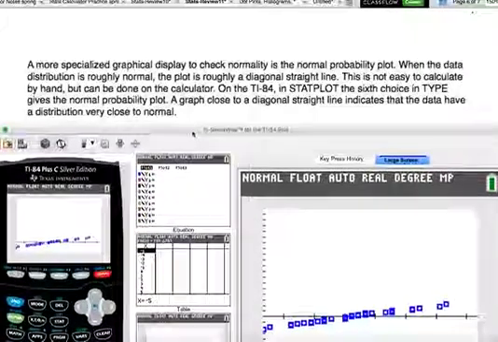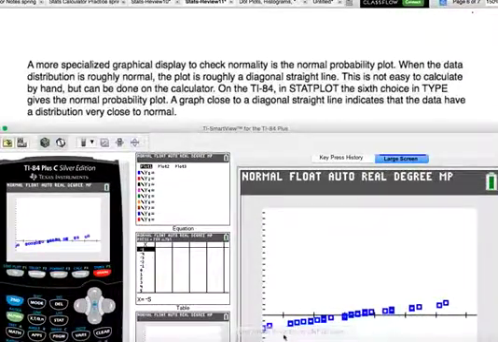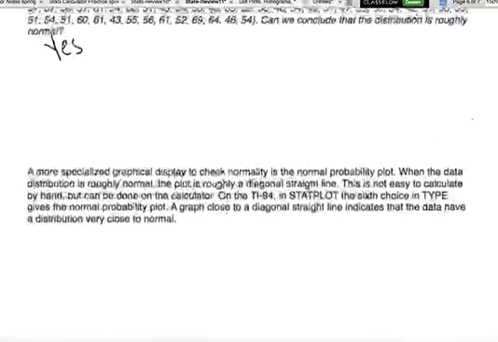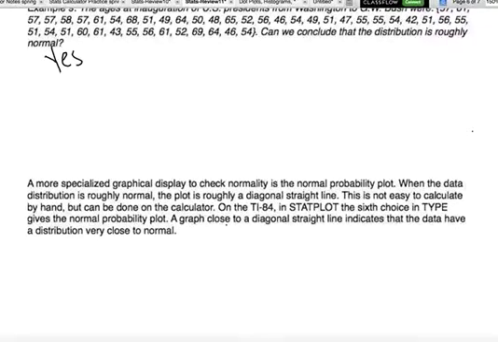So this is the normal probability plot. As we look at it, if you see that it is kind of a diagonal straight line, then that means that your distribution is very close to normal. As we look at this, we can tell that it's definitely a line. It's pretty straight, and we can tell that it's definitely diagonal. So that's another way that we could see that it was close to being normal.